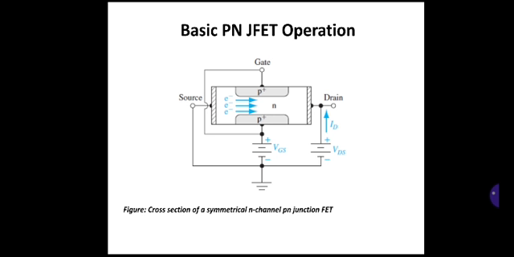Since majority carriers, that is electrons, are primarily involved in the conduction in this N channel transistor, the JFET is a majority carrier device, or it is called a unipolar device.